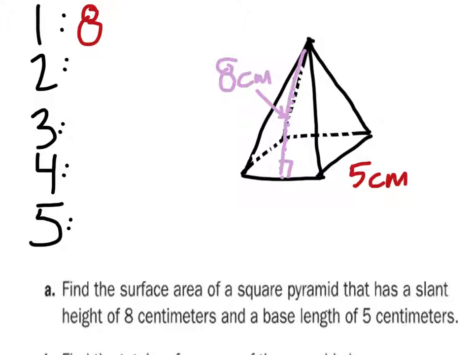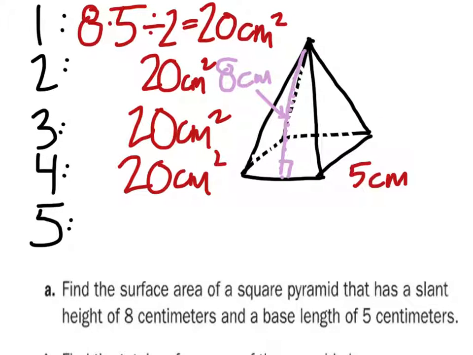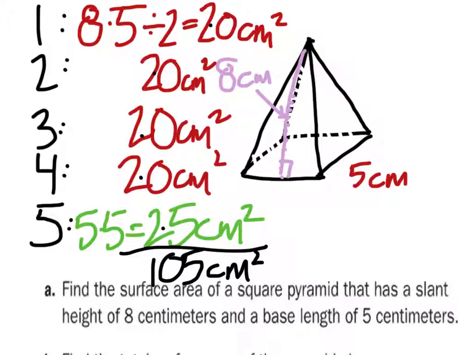You've got a slant height of 8, so the height of one of the triangles is 8, multiplied by its base, which is 5. We just have to divide by 2, because it's a triangle, and it gives us 20 centimeters squared. So that means that these other 4 are also 20 centimeters squared. And finally, we come to our base, which is simply a 5 by 5 square. So that gives us 25 centimeters squared. Now let's just add all these together, 20 plus 20 plus 20 plus 20 plus 25, and we get 105 centimeters squared. Again, with your labeling, don't forget to square that because area is two-dimensional.